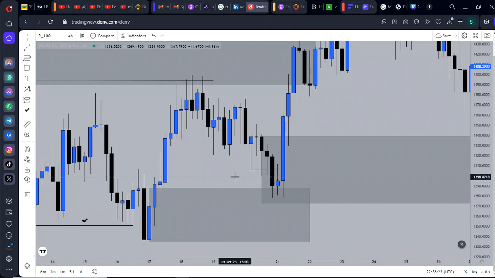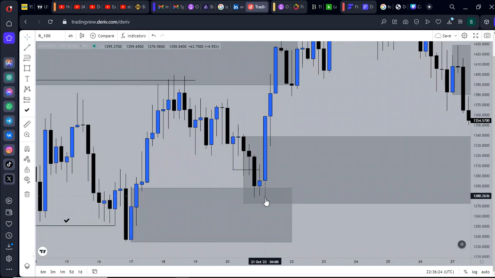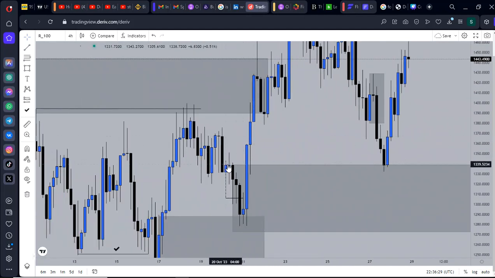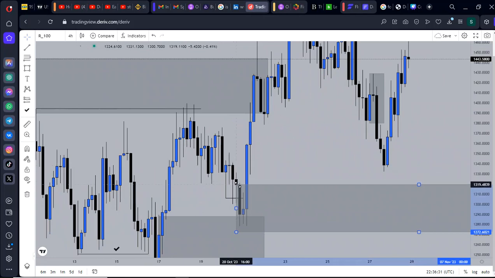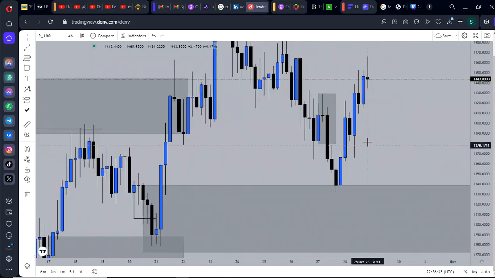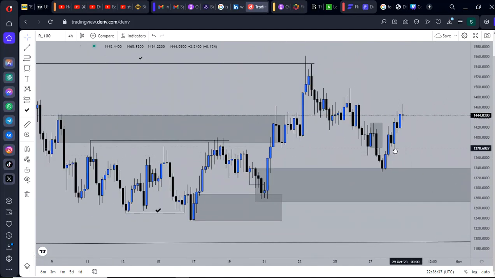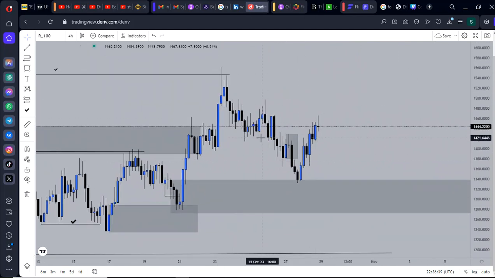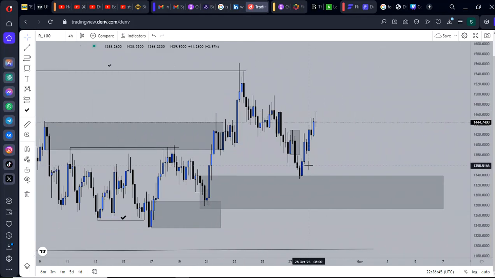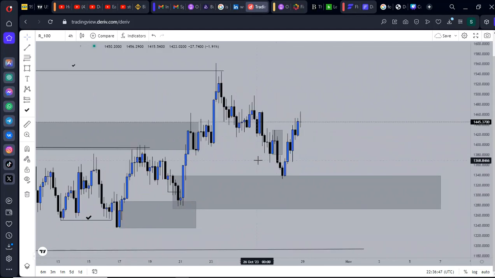We have the liquidity draw right here, and then we tap this order block. So that is a confirmation, but I could likely find down to here, but that is fine. We still have this right here. Now right here where I was wanting to sell, this is not valid.